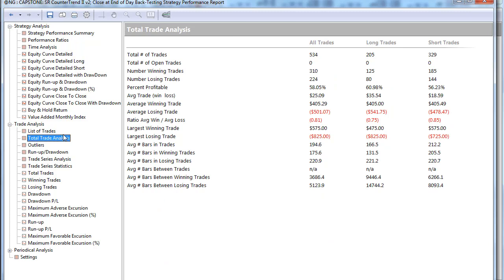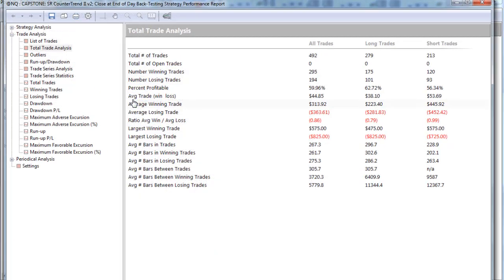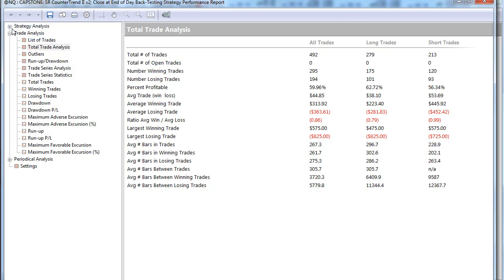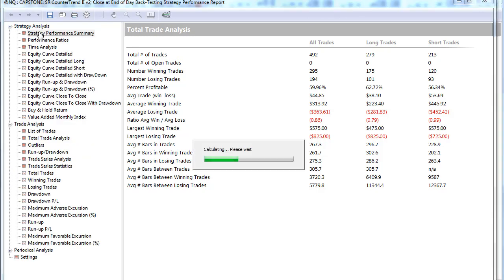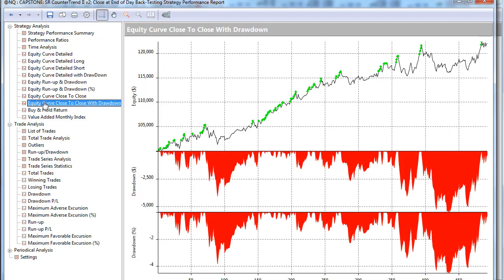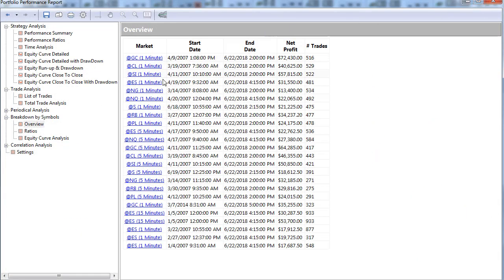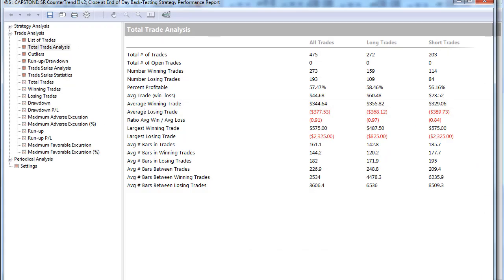So it includes $25 round turn slippage and commission. So let's look at E-mini NASDAQ and the strategy analysis here. Equity curve, total trade analysis, and then we'll take a look at soybeans.